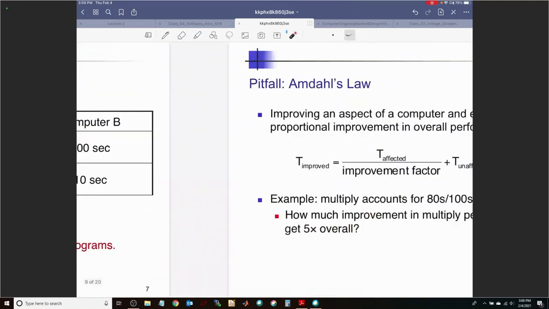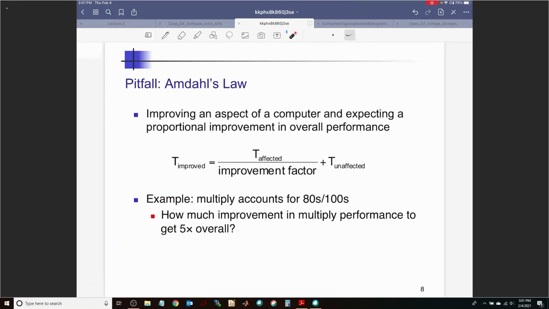That's the law. So let's see if we can do some calculations using Amdahl's law and improve performance by a certain factor. What does it say? It says when you improve a certain aspect of a computer, you also have to use that aspect in order to actually gain something, or for overall improvement to be present. So improving an aspect of a computer and expecting a proportional improvement in overall performance is not going to be true.